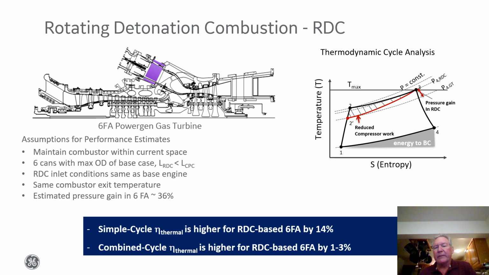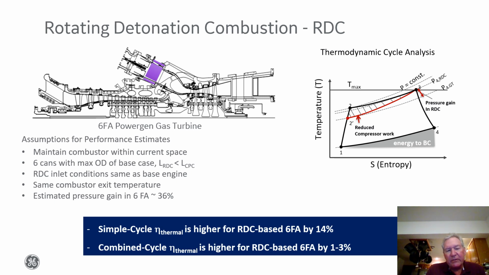So we've done cycle studies, looked at how we could anticipate improvements in the gas turbine performance by implementing this kind of pressure gain combustion strategy. And you can imagine that if we're using detonative combustion to not only release heat, but also increase pressure in the system, we may be able to remove compressor stages, and that would give us an efficiency advantage.